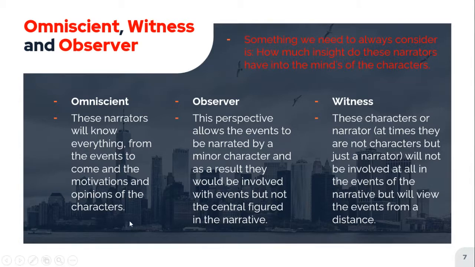So the three things that we have here: an omniscient narrator is going to know everything. They will know what has come before, they will know what is coming next, they will know the motivations of a character, they will know the opinions, they will know the feelings, they will be able to very clearly discern everything about what's happening in a story. And these narrators are usually quite easy to follow. But a genre that will almost never have this is, for example, a mystery novel.